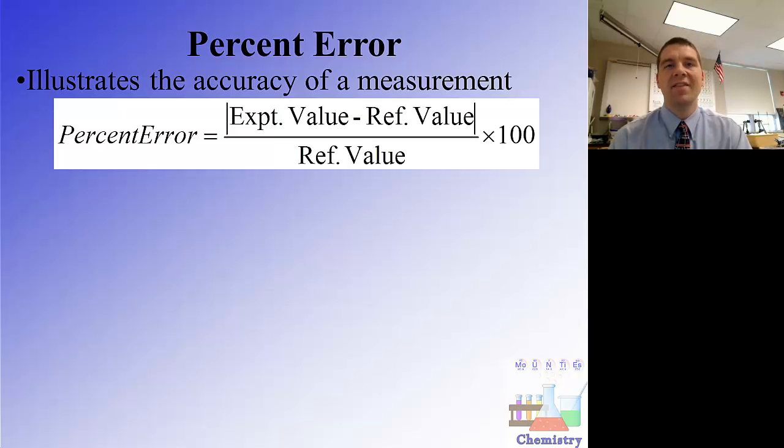And notice that you've got those absolute value symbols. Basically what that means is that positive or negative, whatever that difference comes out to be, you're going to end up with a positive number. You drop the negative sign. Then you're going to take that difference and divide it by the reference value. And then once you divide that, you're going to multiply by 100.